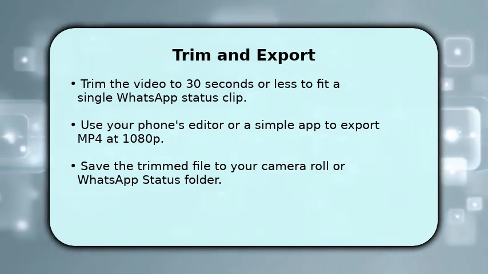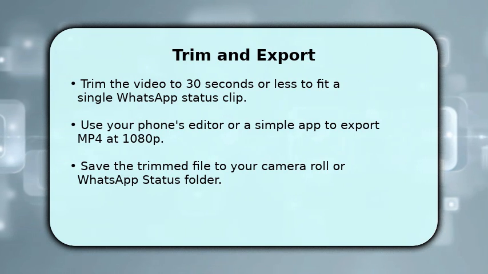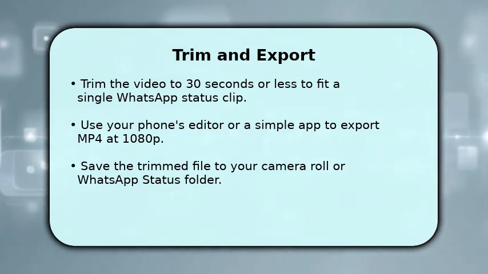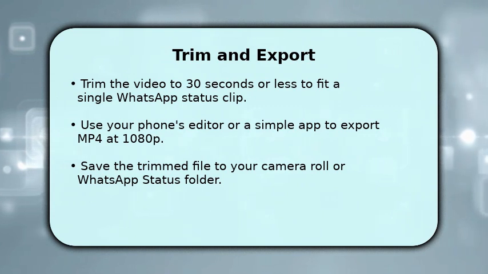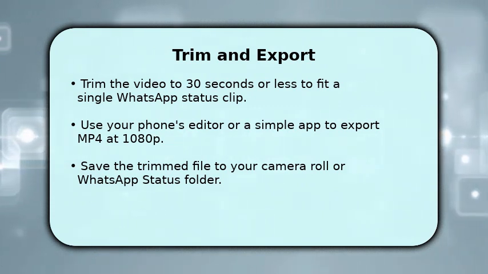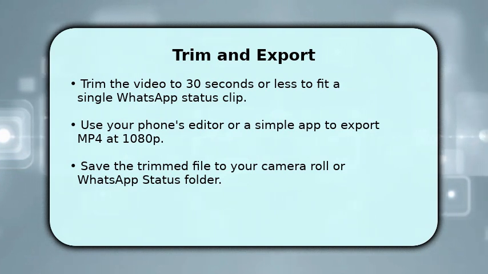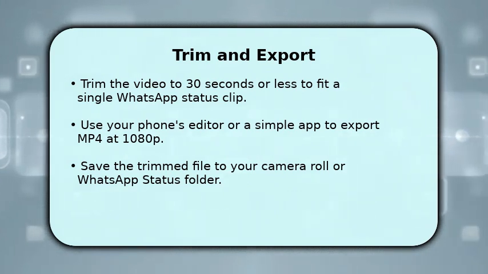Choose MP4 format and export at 1080p for clear playback and small file size. Save the trimmed file to your camera roll or the WhatsApp status folder for easy access. Verify the duration and preview playback before opening.